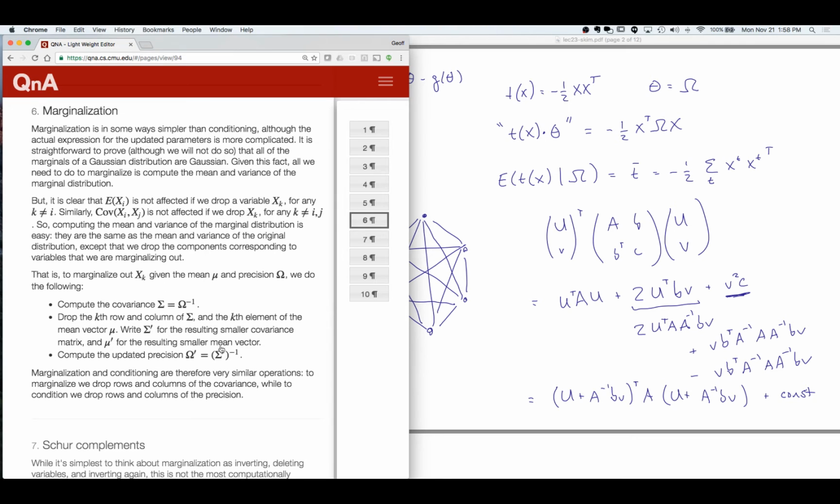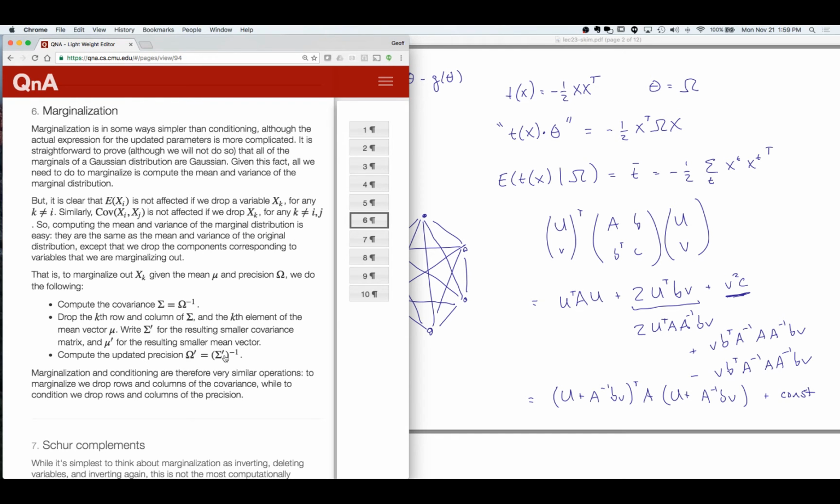So here's the algorithm, right? We start with our precision omega. We compute the covariance, which is just the inverse of the precision. We drop the row and column of sigma corresponding to the variable we're dropping. And we drop the element of the mean vector corresponding to the element that we're dropping. And so I'll write sigma prime for the smaller covariance matrix and mu prime for the smaller mean vector. And mu prime is just our new mean vector, and our new precision is just the inverse of the updated covariance.